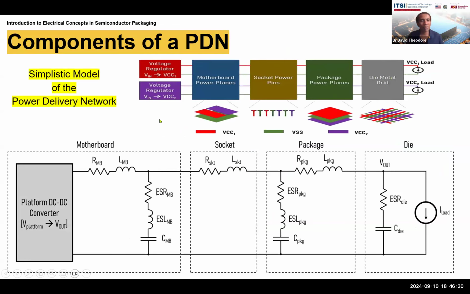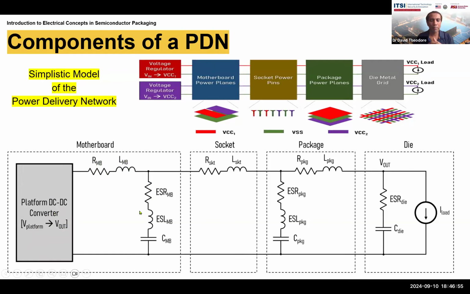So this is represented electrically by this. Here is the platform DC to DC converter that's providing the voltage. This is the Vout of the platform that's coming in to the motherboard. The motherboard can be modeled as a resistor. RMB is the motherboard resistor in series with a motherboard inductance. The resistor resists the direct current flow of the electrons. The inductance resists a change in the current flowing.